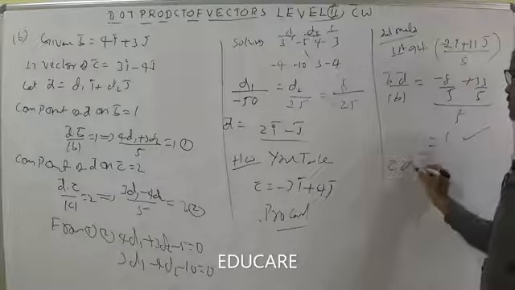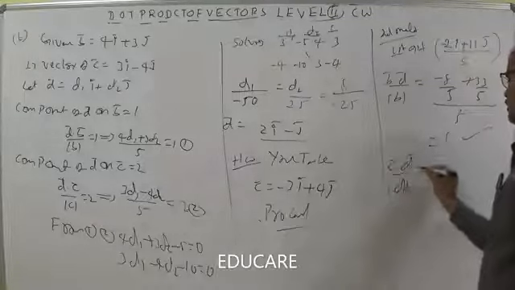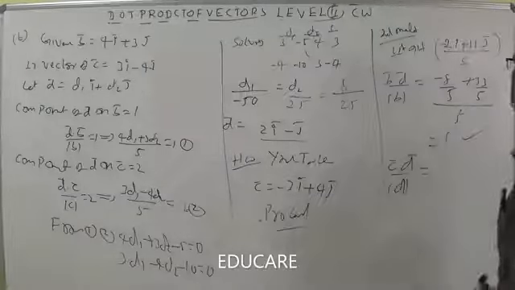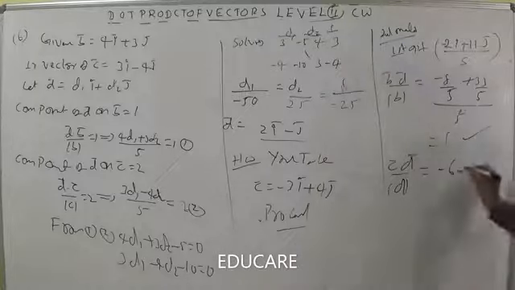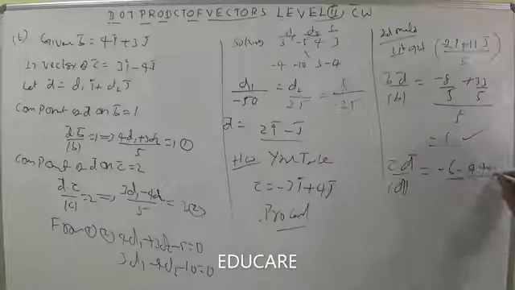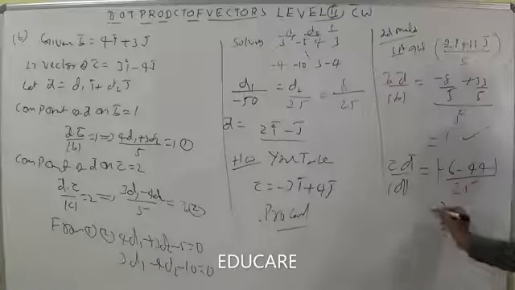Now C bar dot D bar by mod C bar, let us consider. C bar is 3i, this is 3 into minus 2, minus 6, minus 44 by 5, 5 is 25, you can write the component as 50 by 25 too.